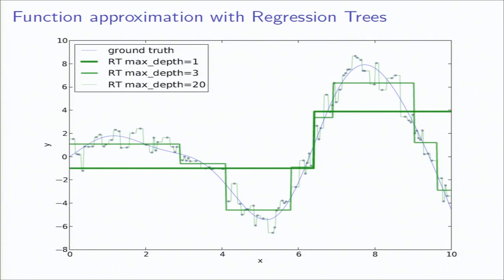Okay. So the thick green line here shows you a regression tree of depth 1, where you just have one split node and two leaves. So you have two constant segments corresponding to the two leaves, and the split corresponding to the root node. And so the deeper you grow your trees, the more constant segments you can assign, which means the more variance you can capture in your data.